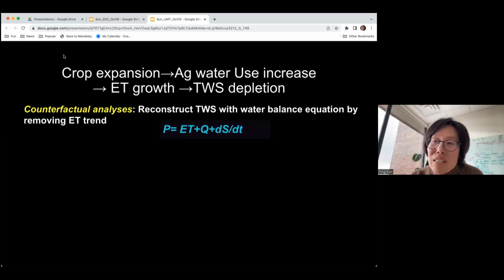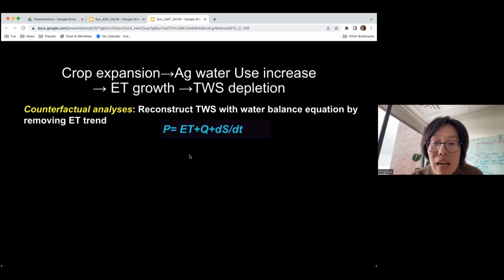So here, the last linkage is how the ET growth led to the total water storage depletion. Here, we conducted a simple counterfactual analysis. We tried to reconstruct the total water storage using the water balance equation. Here is our water balance equation. P is precipitation, this is ET, this is runoff, this is the total water storage, and the change of total water storage is delta S divided by delta T.